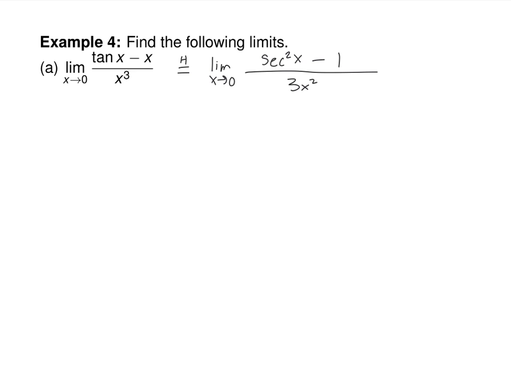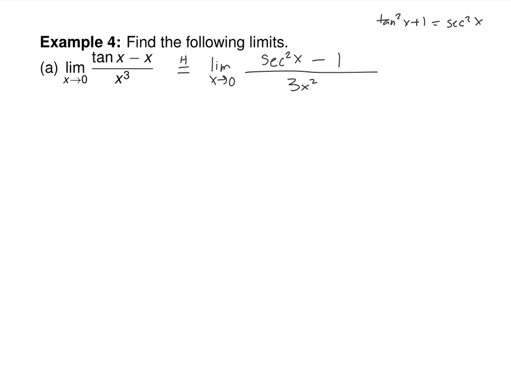Tangent squared x plus 1 equals secant squared x. Sure, the top is tangent squared. You don't have to do that, though. Do you want to make the top into tangent squared? It doesn't matter, but you could. That would be correct, okay?